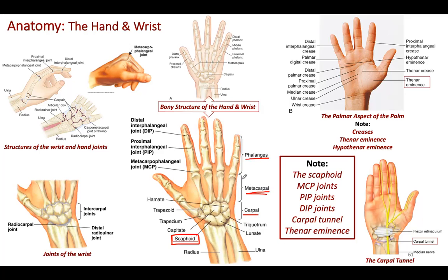The joint between the metacarpal and phalanges, the knuckles, is the metacarpophalangeal joint, the MCP. And the phalanges have two joints: the proximal interphalangeal joint, PIP, and the distal interphalangeal joint.